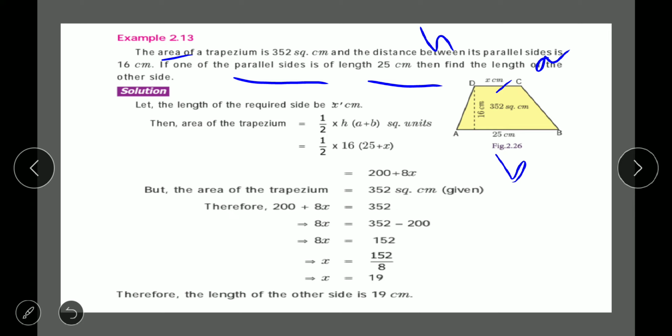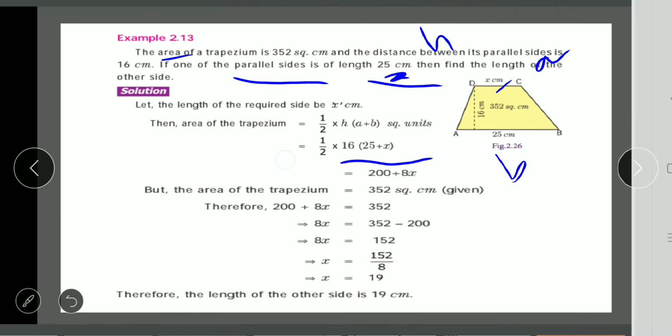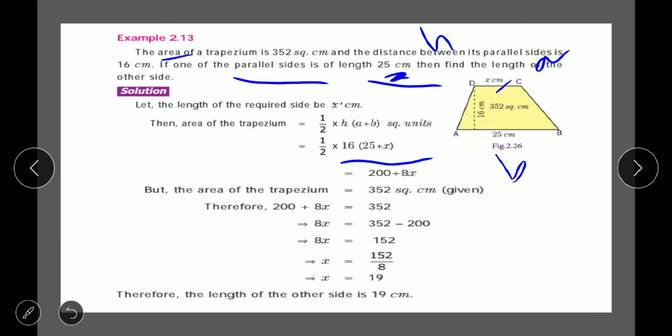Okay, we will take this: let the length of the required side be x centimeter, because we don't know the other side. We are taking it as x centimeter. And the given value 25 centimeter, one parallel side, we will take as A, and 16 is your height. So substitute all the values now. 1 by 2 into 16 into 25 plus x. Why this x? Because the other side is unknown. So that is why we have taken it as x.